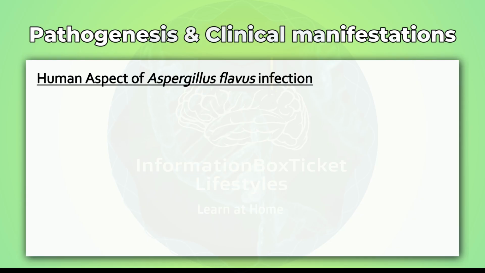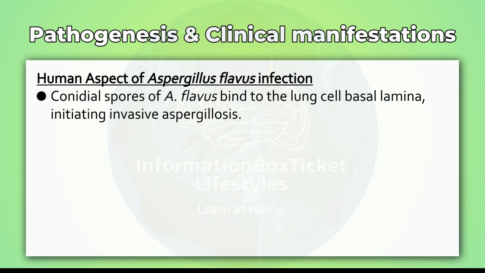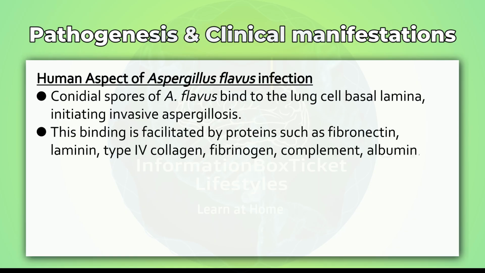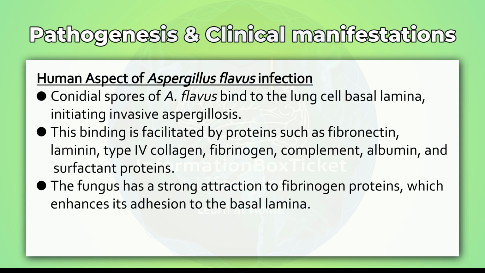Human aspect of Aspergillus flavus infection. Conidial spores of Aspergillus flavus bind to the lung cell basal lamina, initiating invasive aspergillosis. This binding is facilitated by proteins such as fibronectin, laminin, type 4 collagen, fibrinogen, complement, albumin, and surfactant proteins. The fungus has a strong attraction to fibrinogen proteins, which enhances its adhesion to the basal lamina.